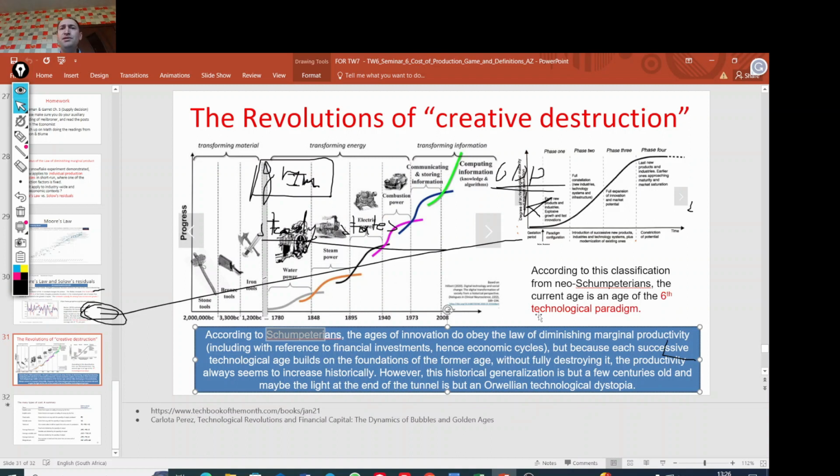And we have neo-Schumpeterians now, and this is a chart from a recent book from 2002 by Carlota Perez, right? Technological Revolutions and Financial Capital. You can read that one, it's quite interesting.